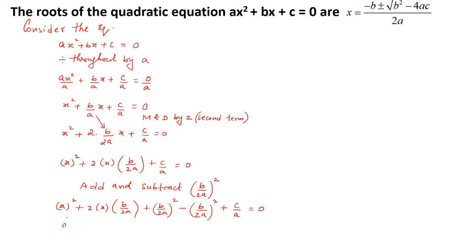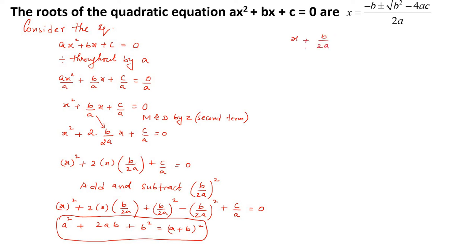Now if you see, this is in the form of a square, this is in the form of 2ab, and this is in the form of b square. So a square plus 2ab plus b square, we can write it as a perfect square, a plus b whole square. So same thing we can write with the first three terms of our equation here, a square plus 2ab plus b square form. So we can write this as a plus b whole square. Okay, what is remaining now? We have minus b by 2a whole square plus c by a equals to 0.